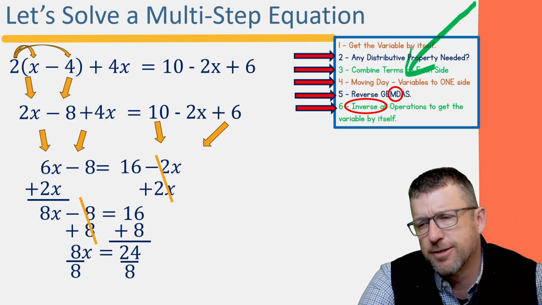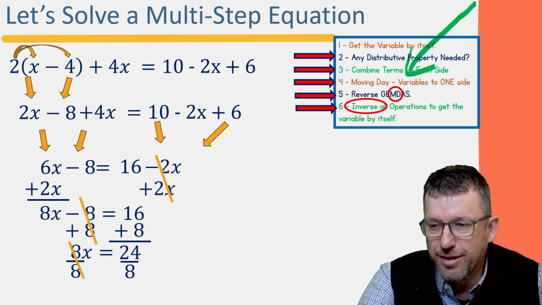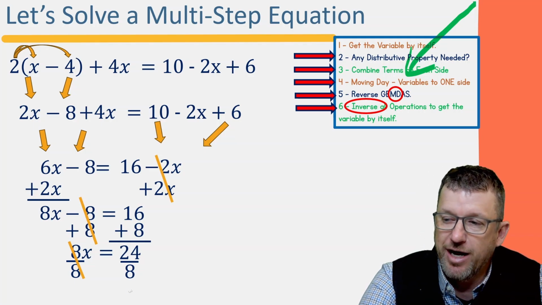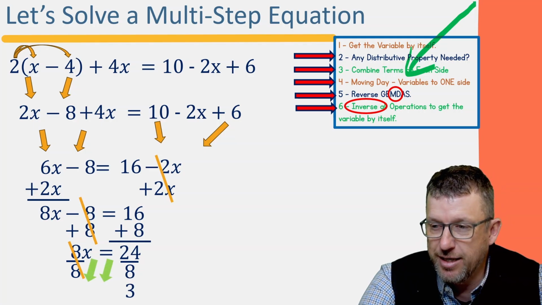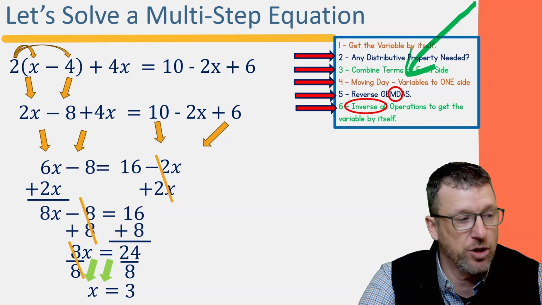We should make a song about this. All right, and what does that mean? 8 divided by 8 equals 1. So if I have 1x, what do I have? I just have x. And 24 divided by 8 equals 3. So we bring the x and the equal sign down, and we get the answer to our multi-step equation.